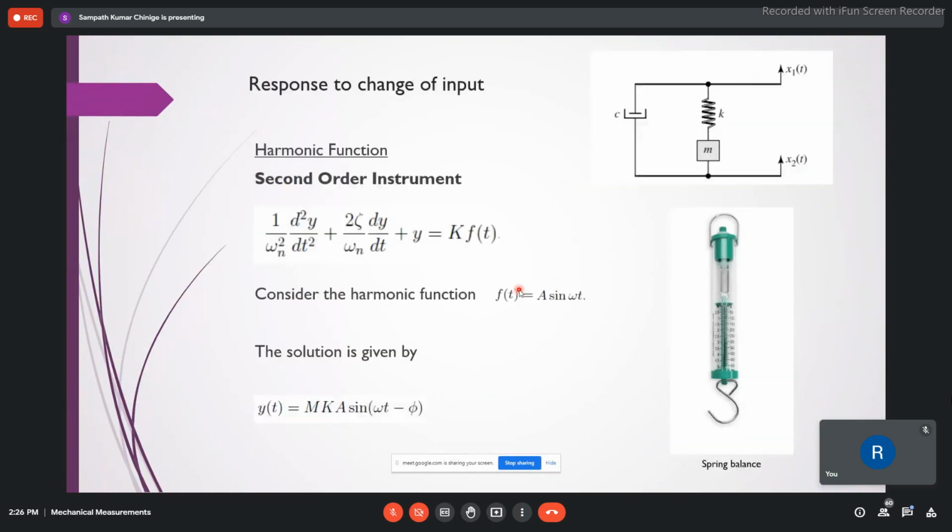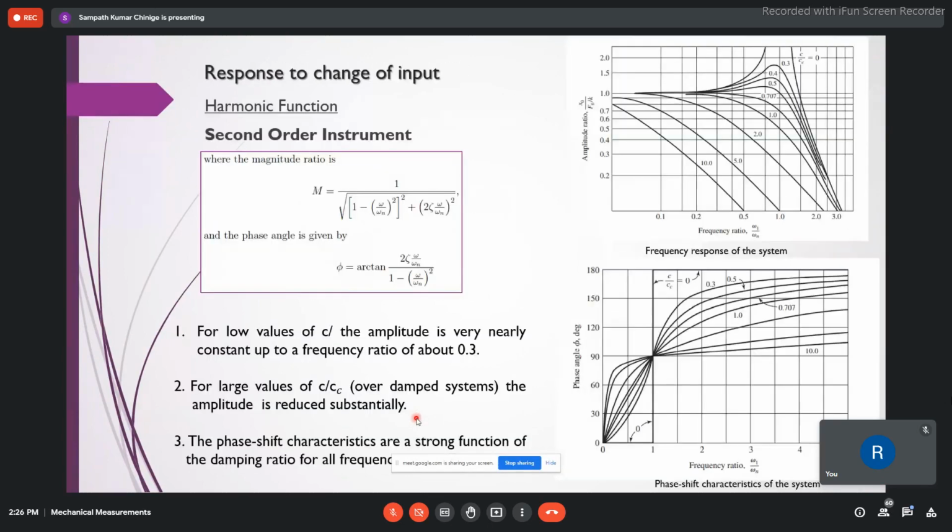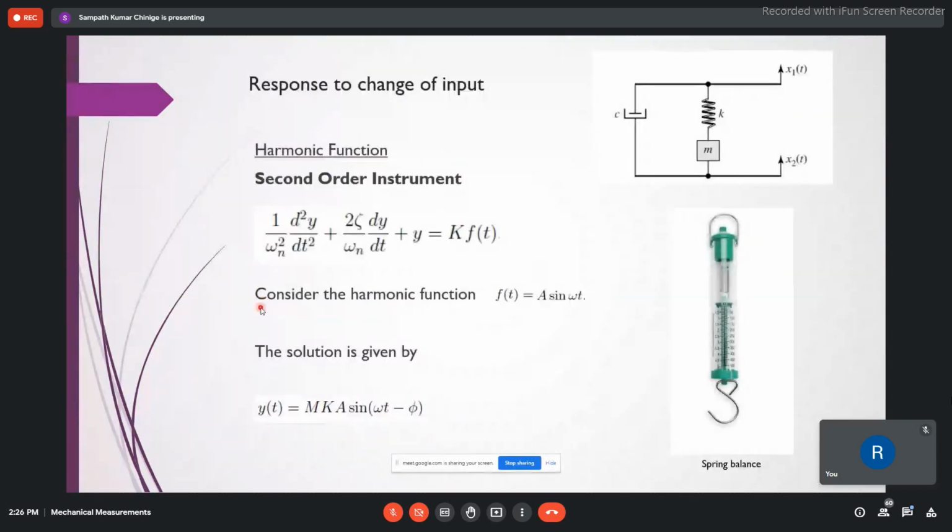Let's move on to the responses to the changes and for a harmonic function if it is a second order system. For example, if you are giving a second order system input as a sine omega t, and the solution generally we get is M K A sine (omega t minus phi). So this is the magnitude ratio. So we have written M K A, right? So this M, static sensitivity into amplitude. So this M is very, very complex over here.